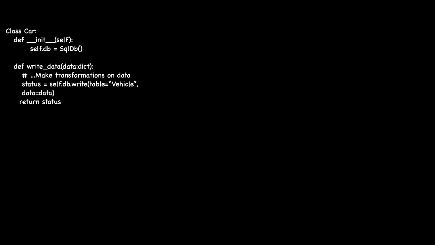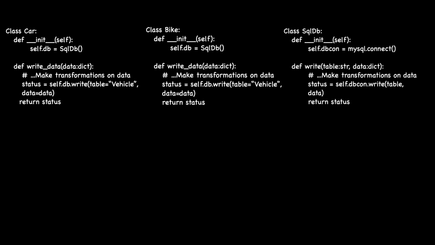Now let's look at a scenario where we can use singleton pattern. We have three classes. One is car, another one is bike, and SQLDB. Look at the SQLDB class, where I have a DB connection in the constructor and a write method which will write the data into the database. Similarly, we have the other two classes, car and bike. Both of them have a constructor and a write data method inside it.